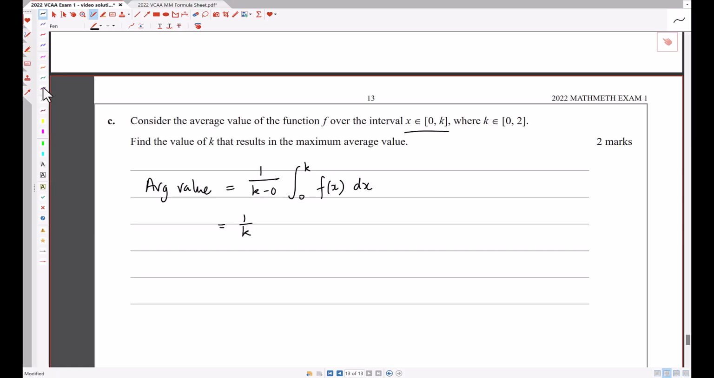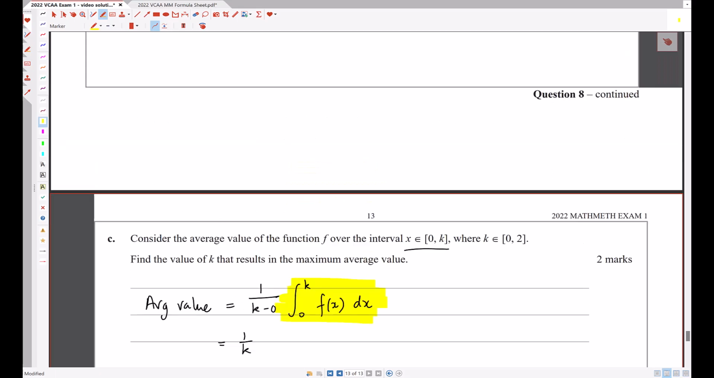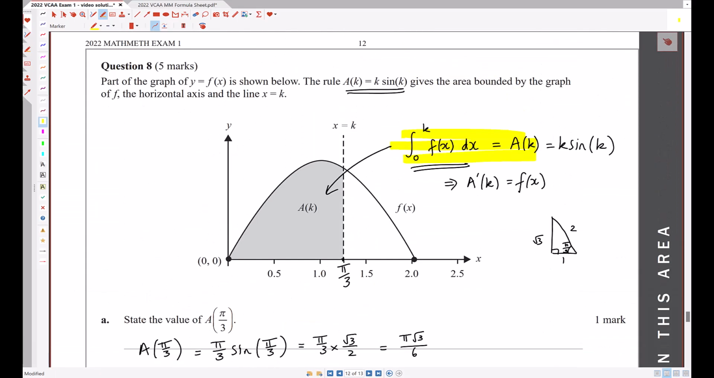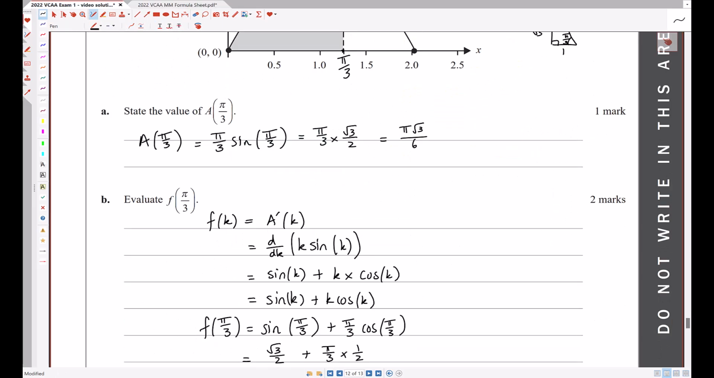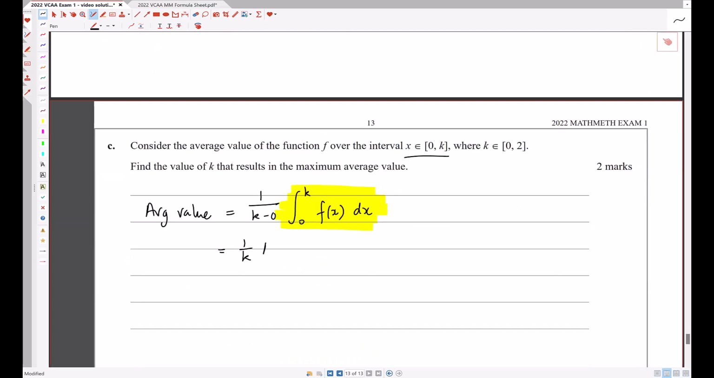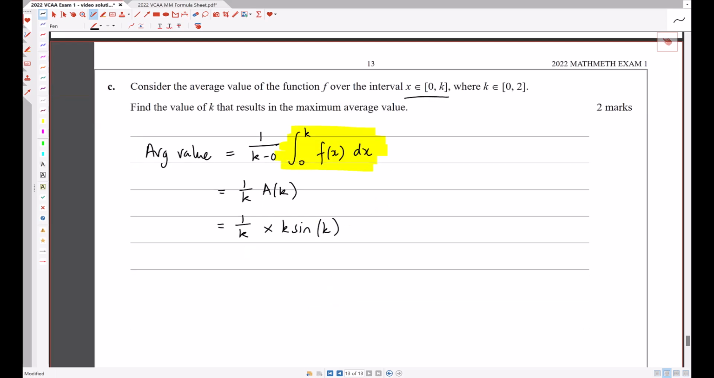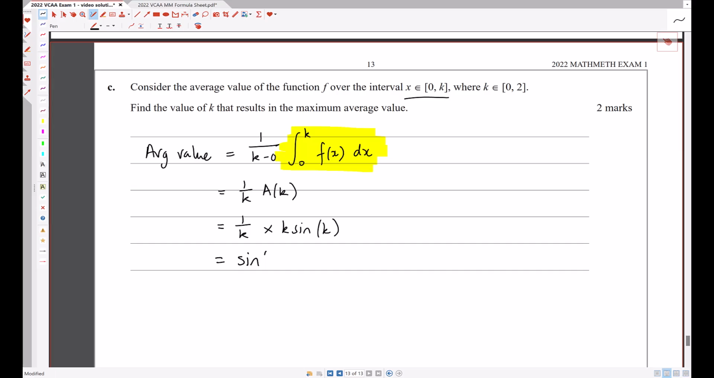Now, this, the integral from 0 to k of f of x dx, we have an expression for that. We thought about that right back here at the beginning. That is A of k, or k times sine of k. Okay, so this is A of k, which means we've got 1 on k times k sine of k, and so therefore sine of k is the average value. Now k is somewhere between 0 and 2, so we want the maximum average value.